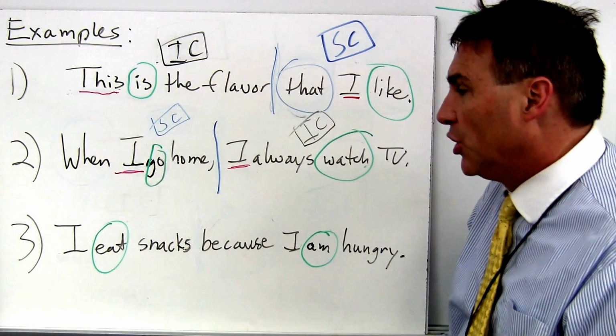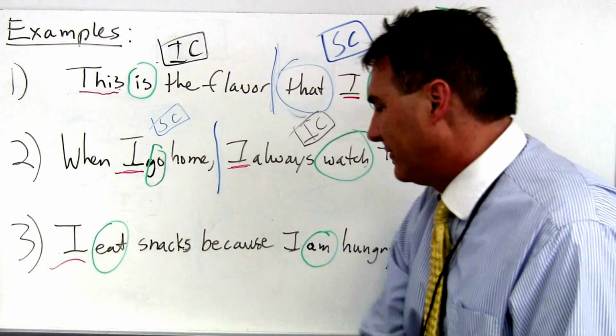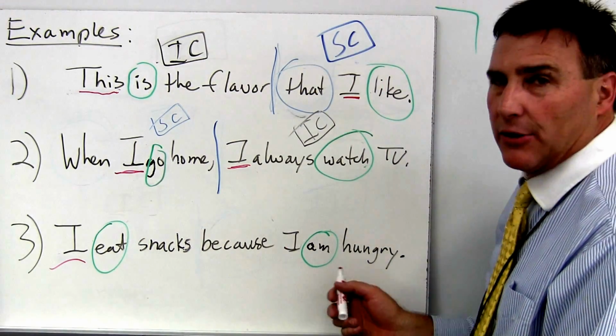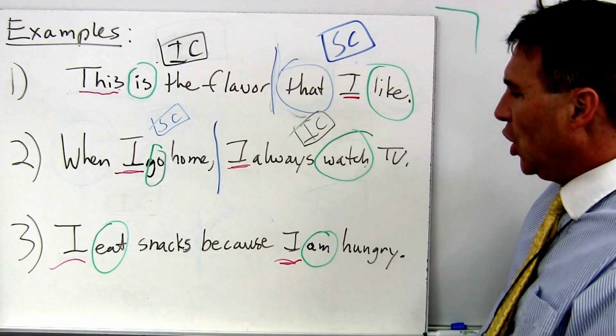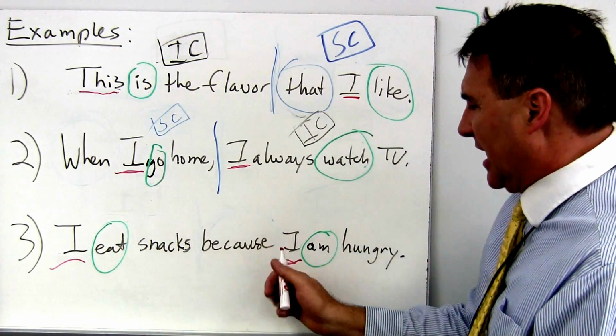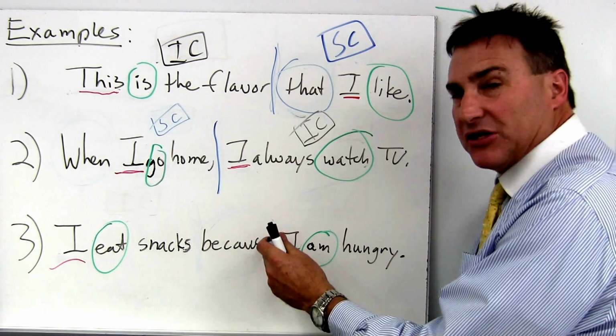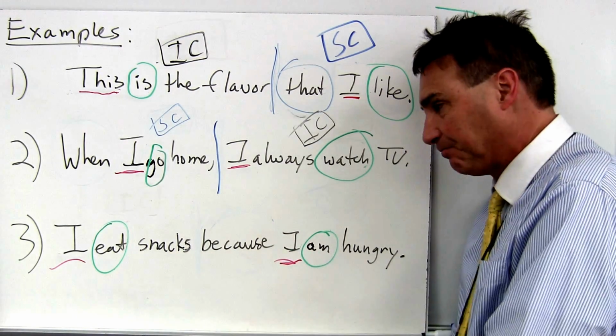Where are our subjects? Who eats? I eat. Who is hungry or am hungry? I am hungry. All right? I eat snacks because, well, that doesn't make sense. We have to stop here because here's the next subject and verb.